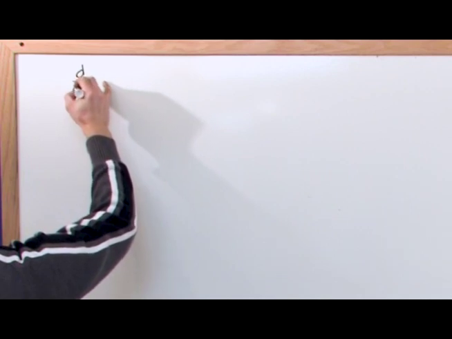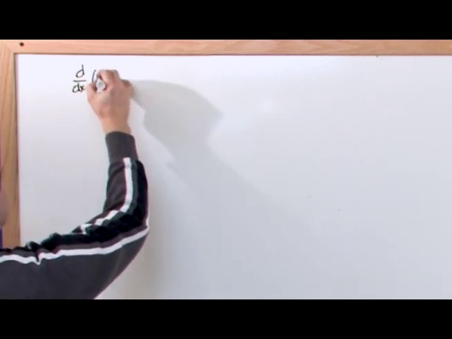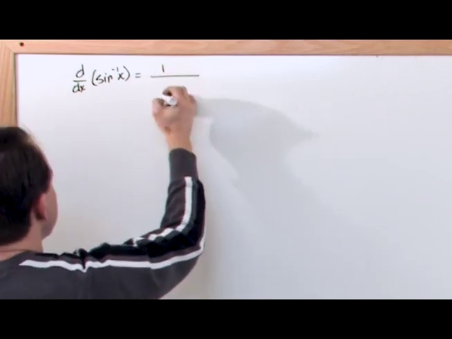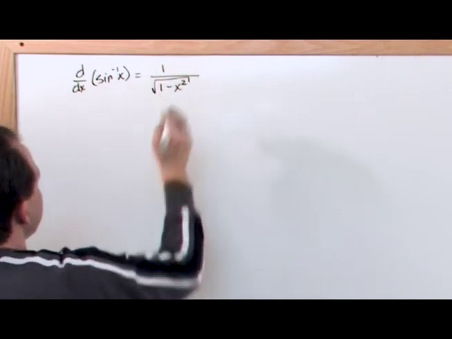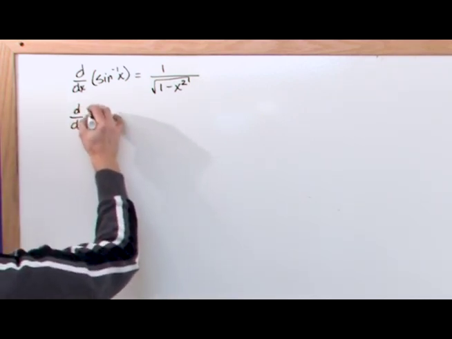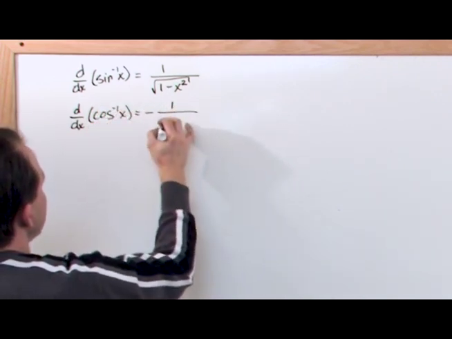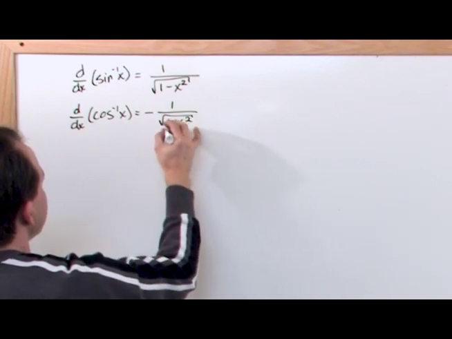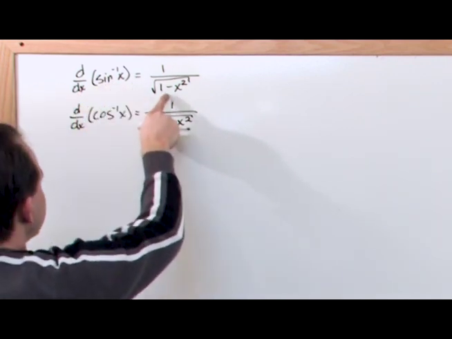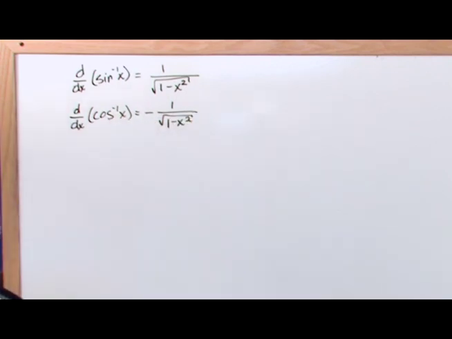The derivative of the inverse sine function is going to equal 1 over the square root of 1 minus x squared. The derivative with respect to x of the inverse cosine function is very similar. It's negative 1 over the square root of 1 minus x squared. Now look at that symmetry. That's kind of nice. The derivative of the inverse sine, or the arcsine, is equal to this. The derivative of the inverse cosine is the same exact thing with a negative sign out front. So that's very, very nice.